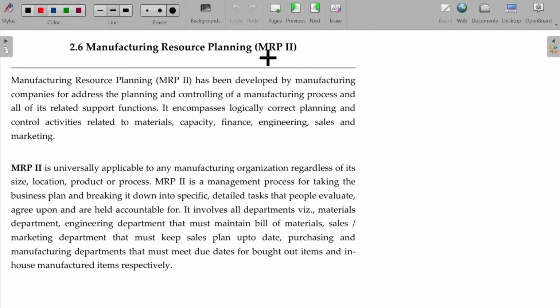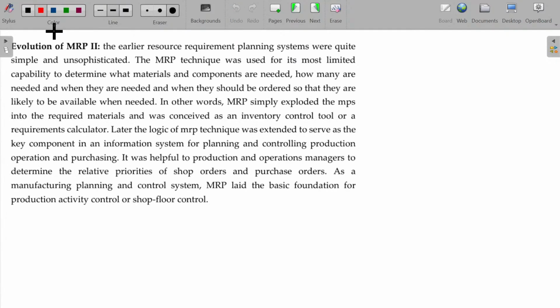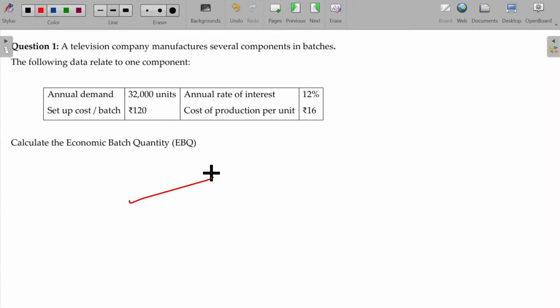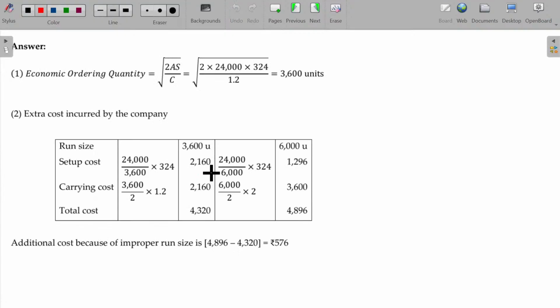See, MRP 2 deals with manufacturing resource planning. MRP 1 deals with material requirement planning. Here it's manufacturing resource planning. It's a theory part. You can learn it later along with madam's lecture. Let me directly go to the economic batch quantity. In EBQ, you learn that this is similar to EOQ, right? But the formula is root of 2AS by C. Clear?